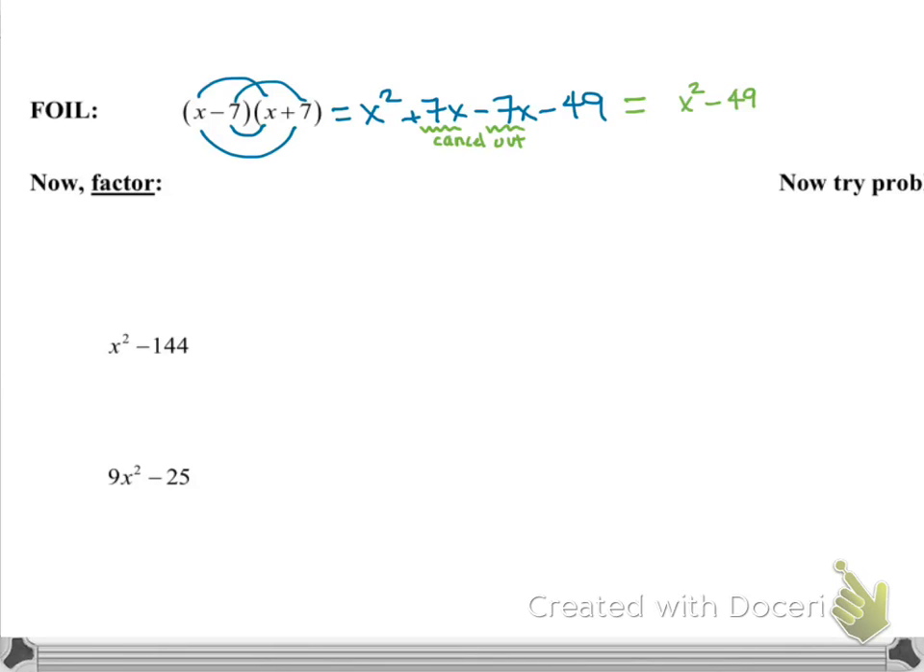This is a special situation because we did get those two things to cancel out. What we were left with is called the difference, meaning subtraction, of perfect squares. What we're left with are two perfect squares, x squared and 49, and the subtraction of them.